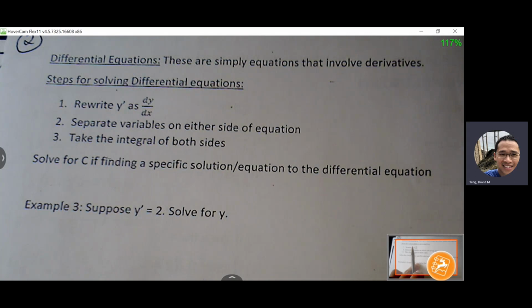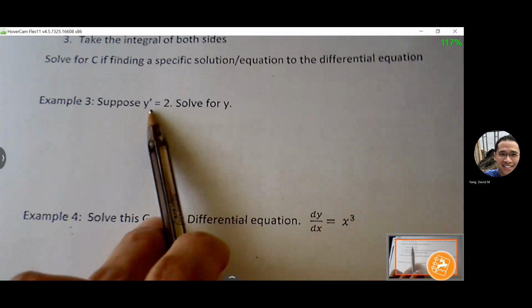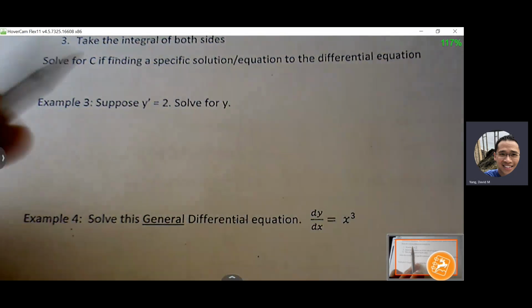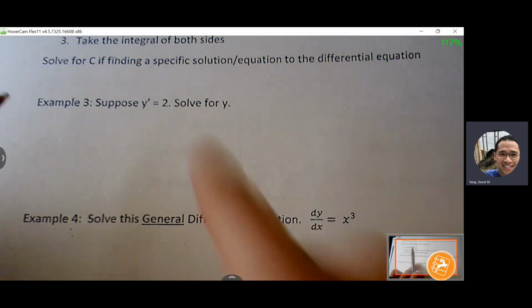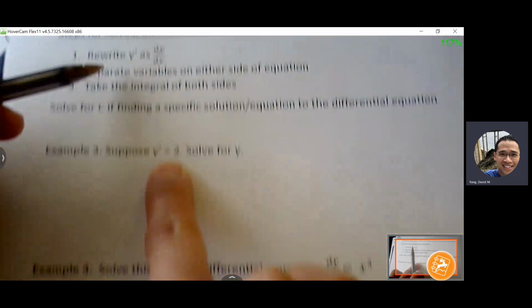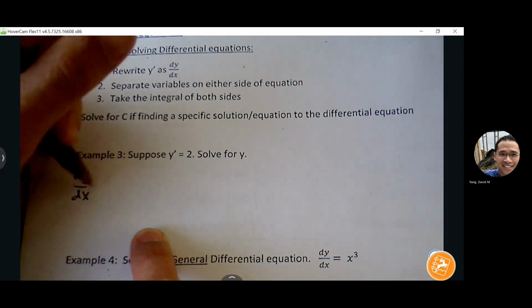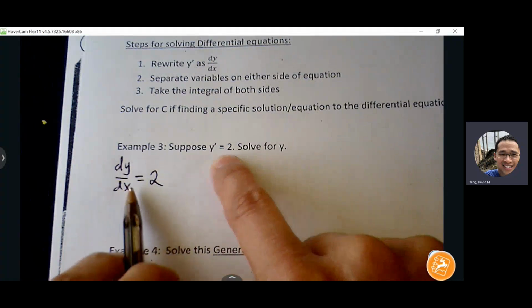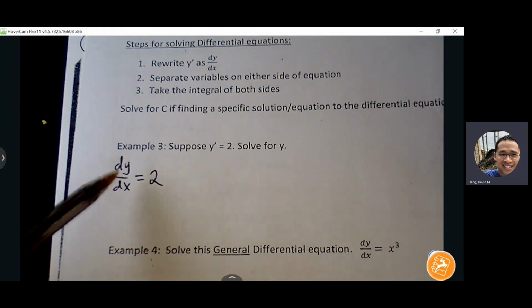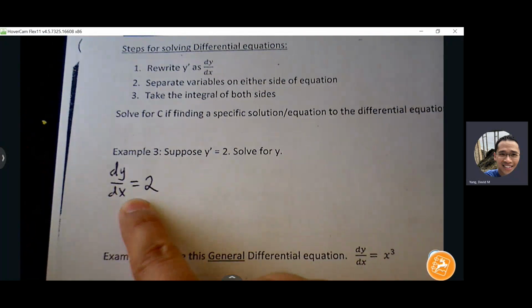Let's look at example 3 here. Suppose y prime equals 2, solve for y. We're sitting at the derivative level, and we're trying to find our way up to the function level. But this is how we can write it in this differential equation form. First thing is rewrite y prime as dy dx. It means the same thing, but it just feels like we have more of the things identified for us if we write it as dy dx.